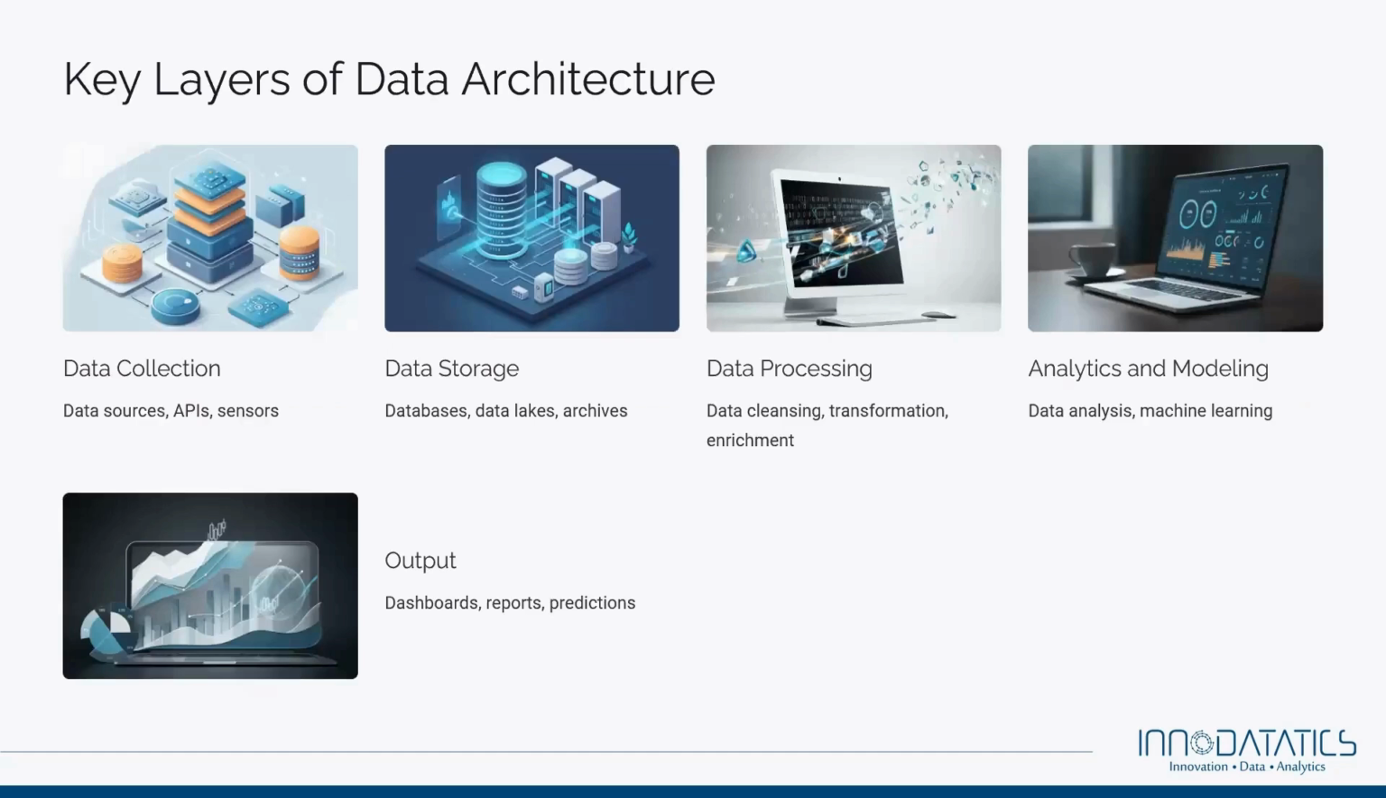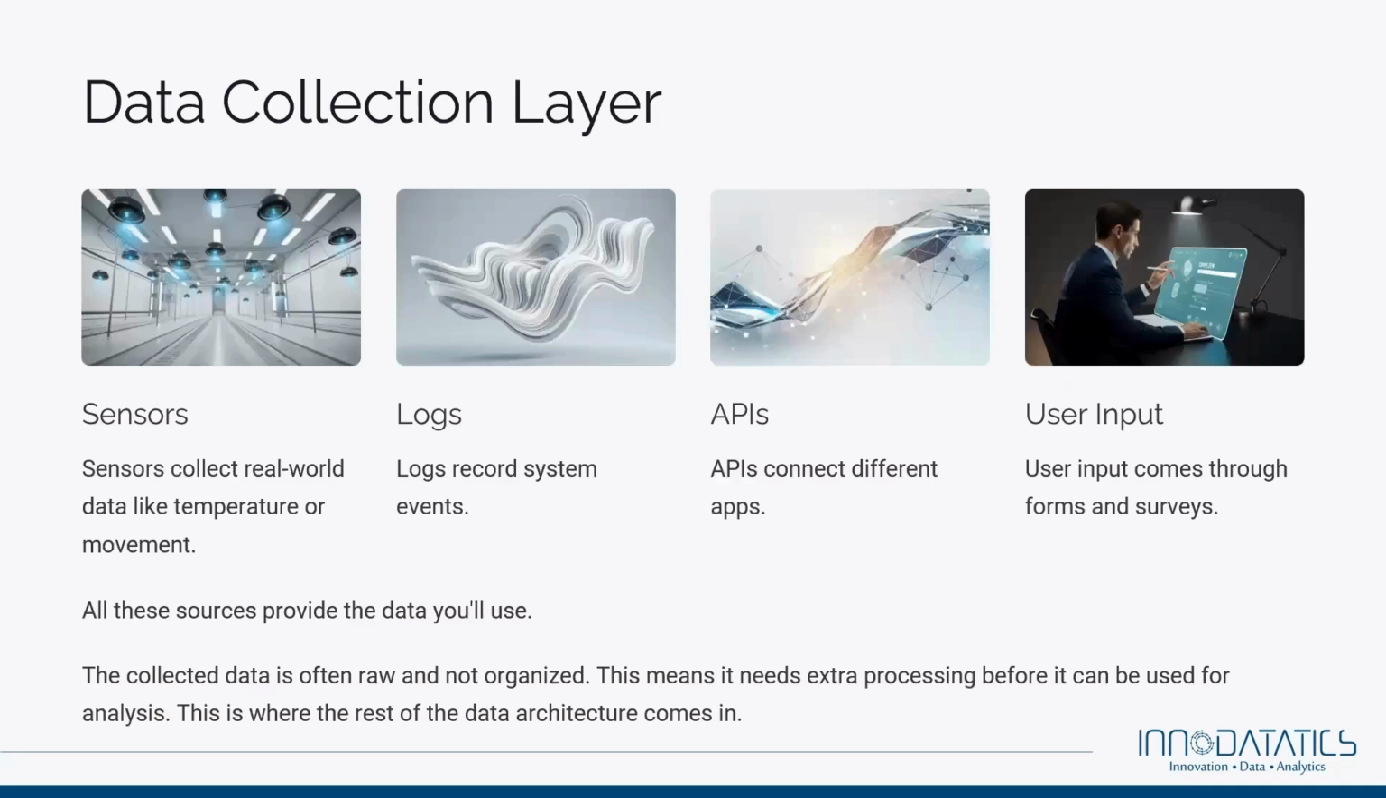Let's break down the key layers that should be included in any data architecture diagram. First, we have the data collection layer. This is where raw data is gathered from various sources. In a manufacturing project, for example, this could be sensor data from machines, production logs, or even environmental factors like temperature and humidity. It's important to capture all data sources at this stage and ensure that the right data collection tools are in place, whether it's an API, IoT system, or manual data entry.